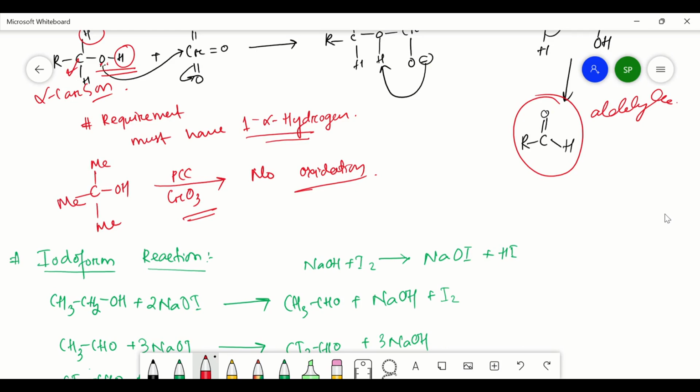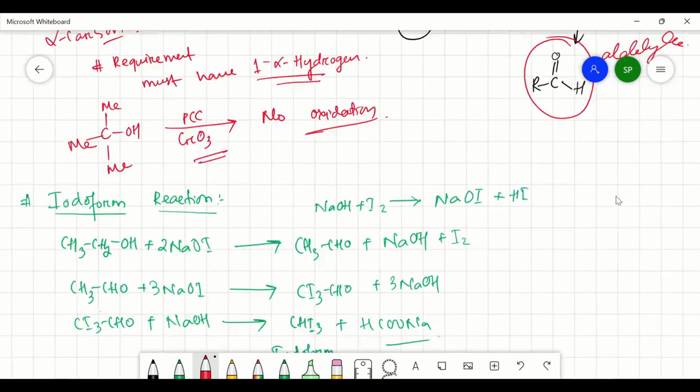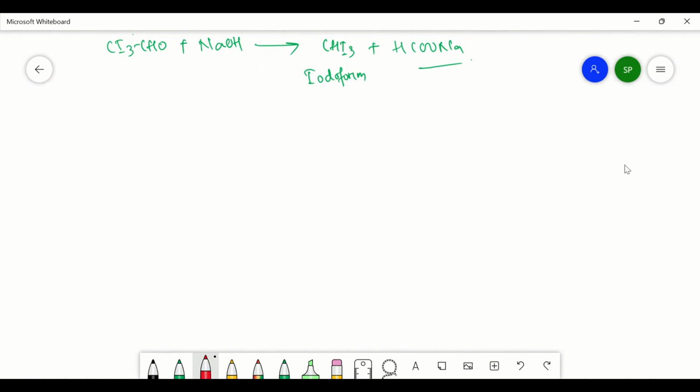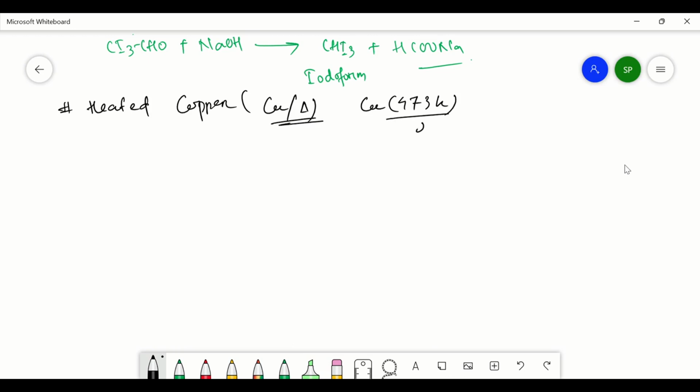Okay. I skipped one of the oxidizing agents, and that is heated copper. Okay, let us see. Now the oxidizing agent is heated copper. Heated copper is around 473 Kelvin, at 200 degrees Celsius. This is also one type of oxidizing agent.